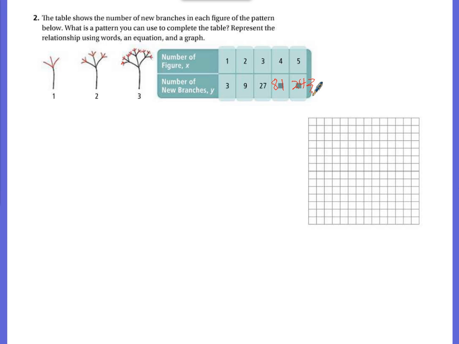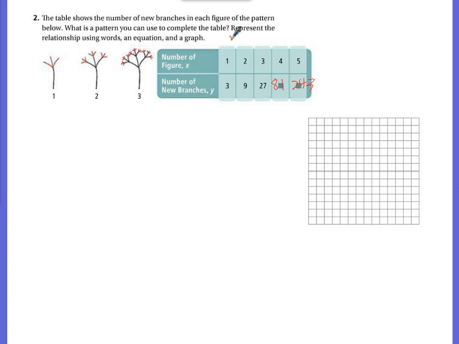Okay? So like I said, this is kind of like a fractal pattern here. We just keep branching out more and more and more. All right? The next one would have 3 times that. It's kind of a ridiculous amount. But we want to come up with a pattern you can use to complete the table. We said each one of these is being multiplied by 3 each time. So represent the relationship using words, an equation, and a graph.